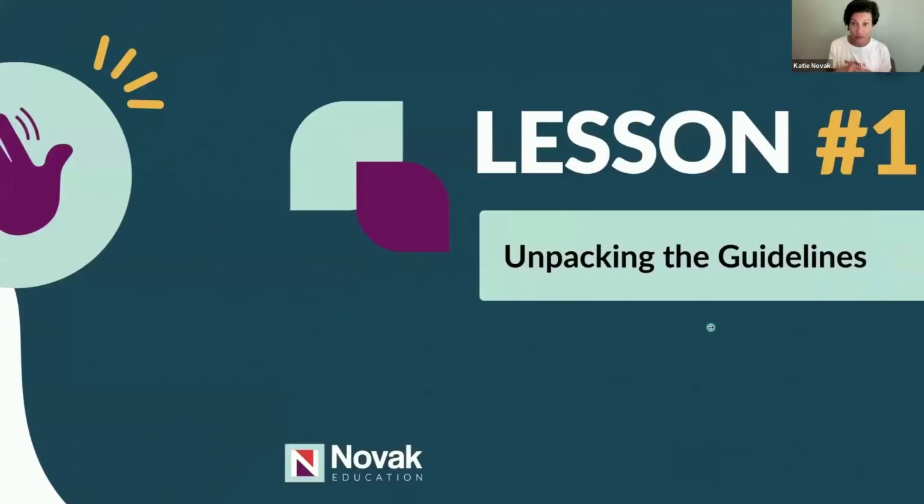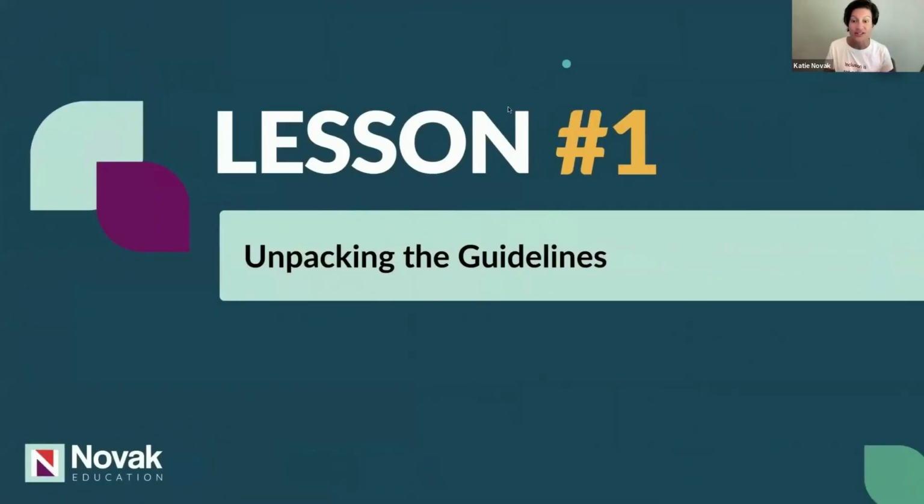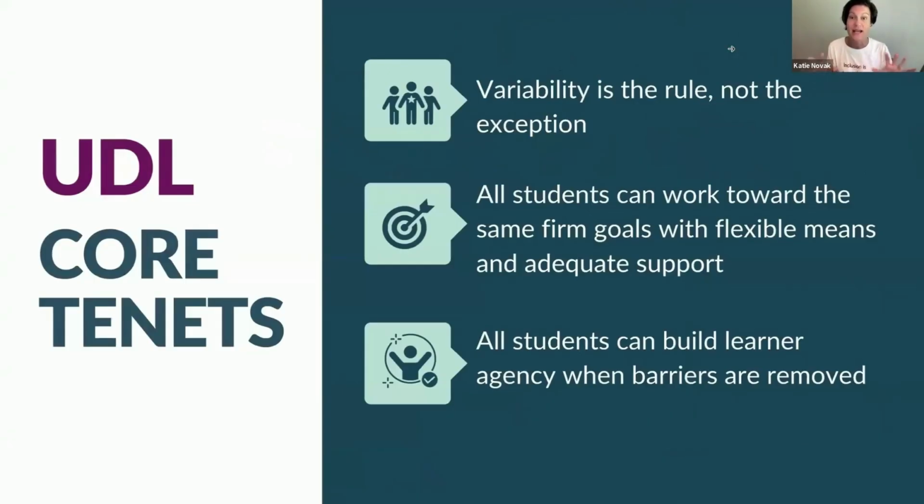So, as we move through our work today, the first thing I want to talk about is understanding and unpacking something that we call the UDL guidelines, which is a visual blueprint that organizes all of the research on inclusive practice. We're going to start off by talking about the core tenets. These core tenets are the foundational beliefs that we need to have if we're going to universally design learning. We talked about this in the first webinar, but I want to review it in case you weren't here: there are three things that practitioners who are looking to design learning for all students have to embrace.